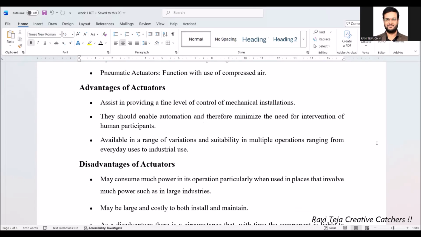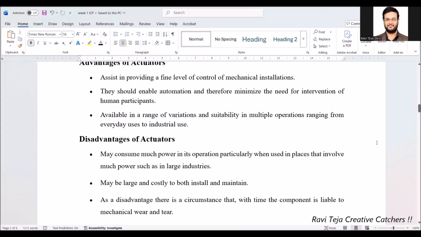And the next advantage is that they also enable automation and therefore minimize the need for intervention of the human participants. Now, the third advantage of the actuator is that these actuators are available in different types of ranges and variations and are suitable in multiple operations, ranging from everyday use to high-end industrial uses. Now, you also have disadvantages for these actuators.